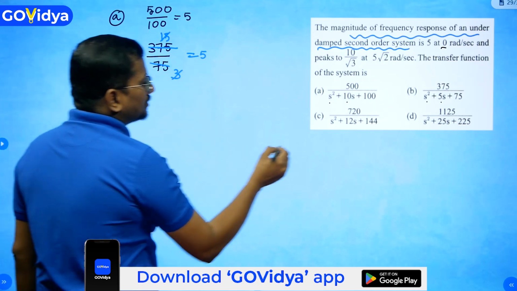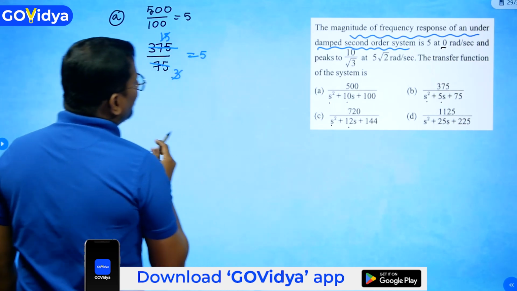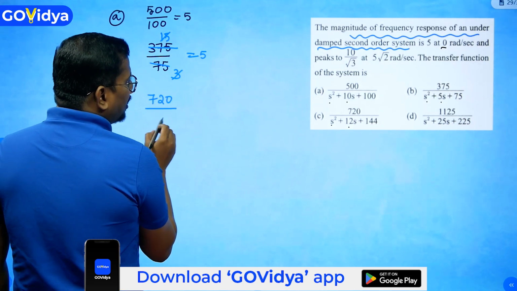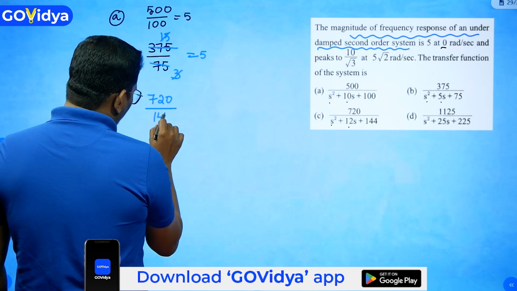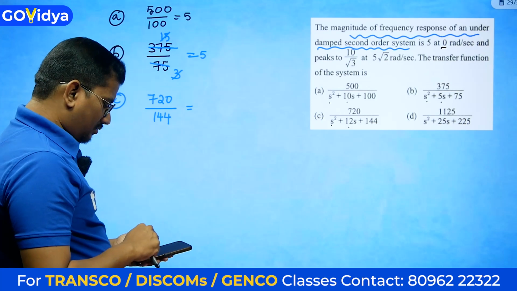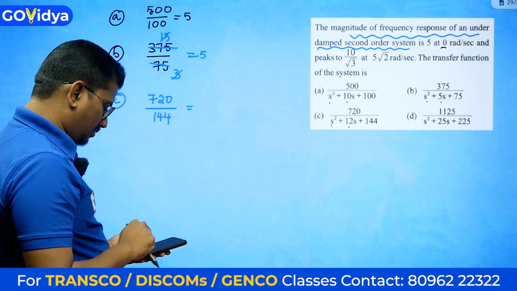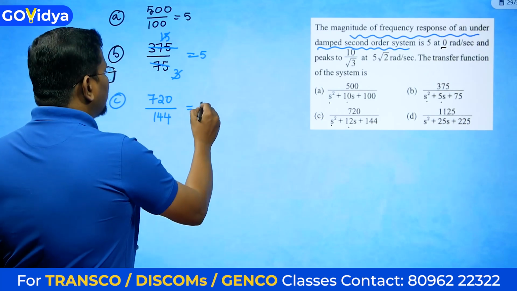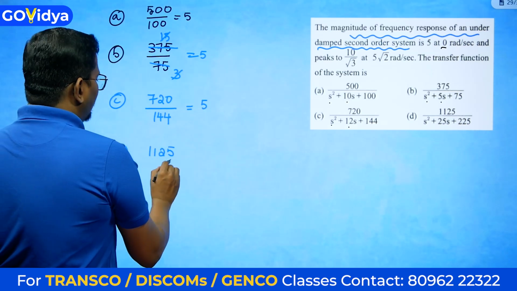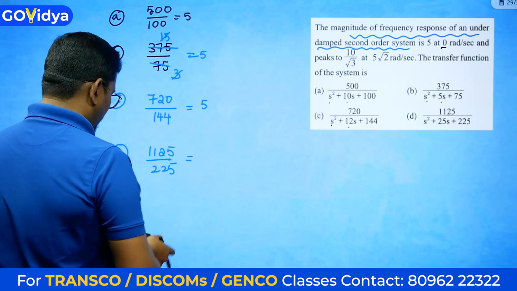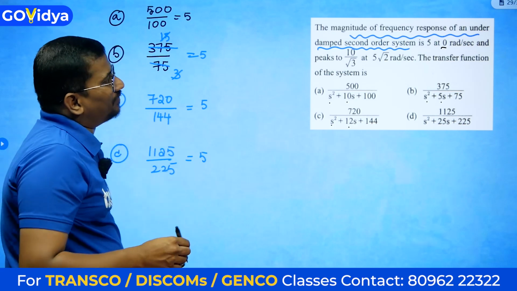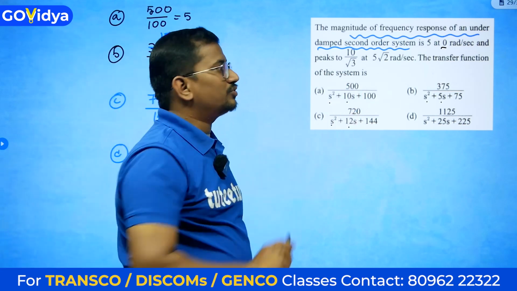Okay, the next option is 720 by 144. If you calculate this, how much will you get? Here also you will get 5. And D is 1125 divided by 225. I think it is also 5. So in all the cases you got 5. So all options are very close to this.